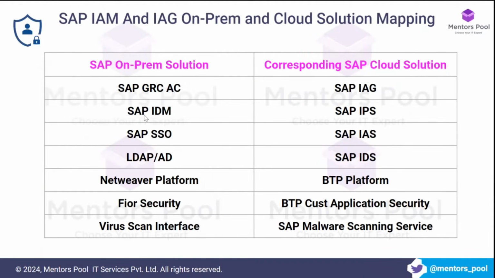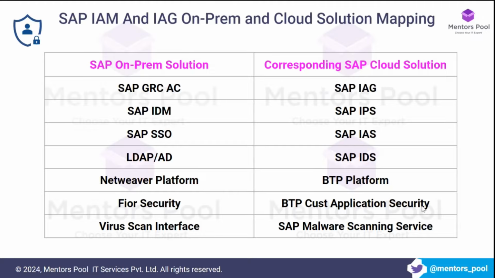Okay, so let me give you an idea here so that you can correlate with my discussion. IAG is like GRC AC you have in on-premise. SAP IPS is SAP IDM in on-premise. SAP IAS is SSO you have in on-premise. SAP IDS is LDAP or AD you have in on-premise. BTP platform corresponds to the NetWeaver platform.